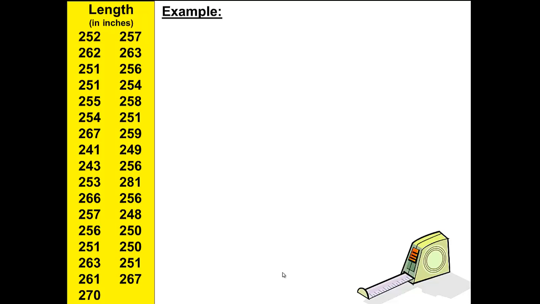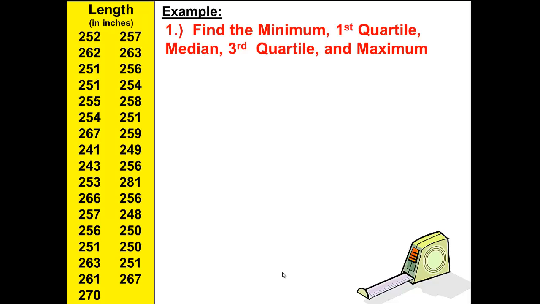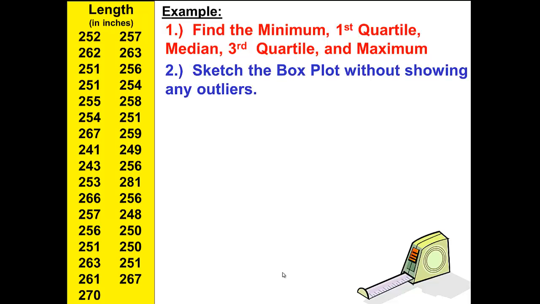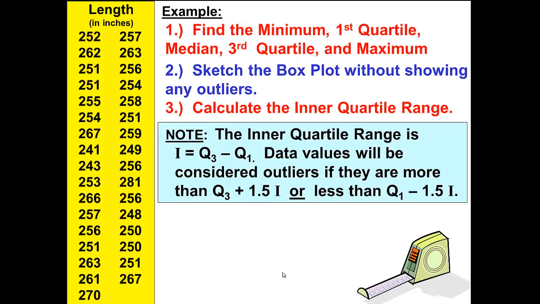In the previous two videos, we've introduced box plots and outliers. An explanation is always better with an example. In this case, we have length in inches of some parts, and we want to find the minimum, first quartile, median, third quartile, and maximum, sketch the box plot without showing any outliers, and calculate the interquartile range.